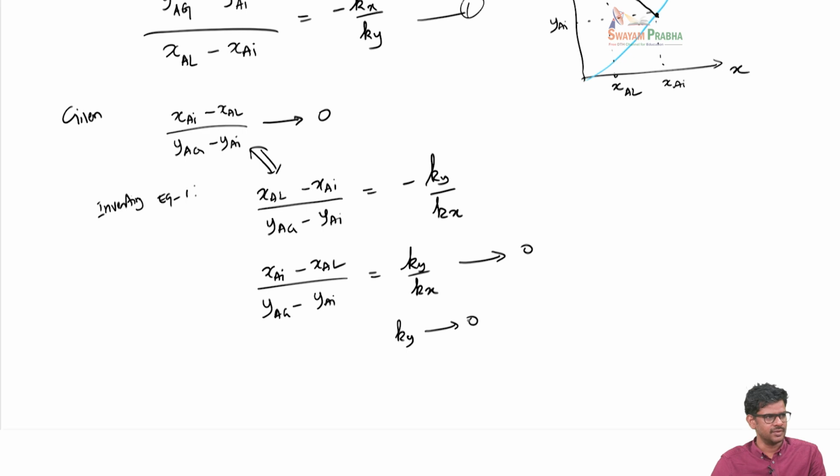Okay, or Kx is very large. Maybe Ky is finite and Kx is very large, or maybe Kx is finite and Ky tends to 0. So what does that mean? Which phase is limiting? The phase which has the smallest mass transfer coefficient will be limiting, right? So which phase is limiting? Ky is tending to 0, so the gas phase is limiting.